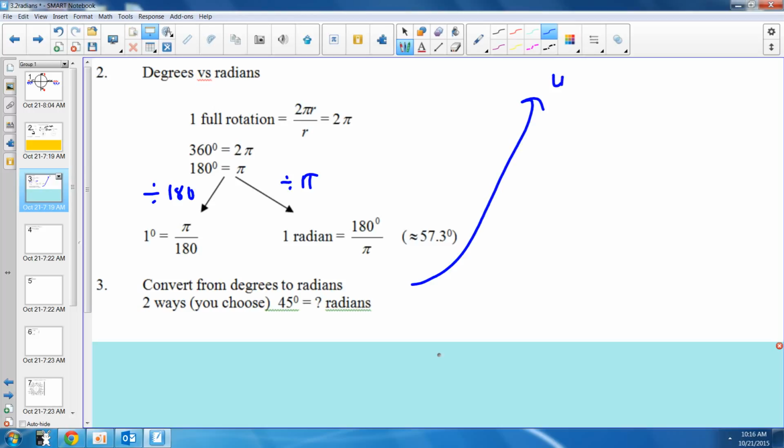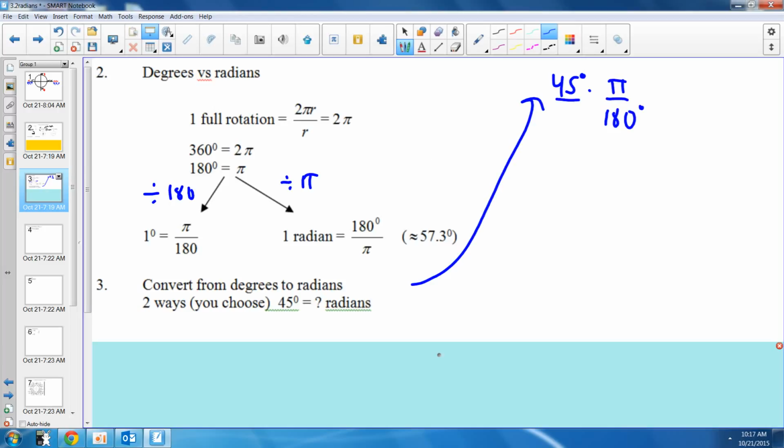I would start with 45 degrees, and then I want to multiply by the conversion factor. The conversion factor is going to be 1 pi over 180 degrees. Now notice the order that I'm doing. I want to find radians, so I'm actually putting the pi up on top. I want to get rid of the degrees, and if you think about those labels, they will cancel because you have one on the top and one on the bottom.